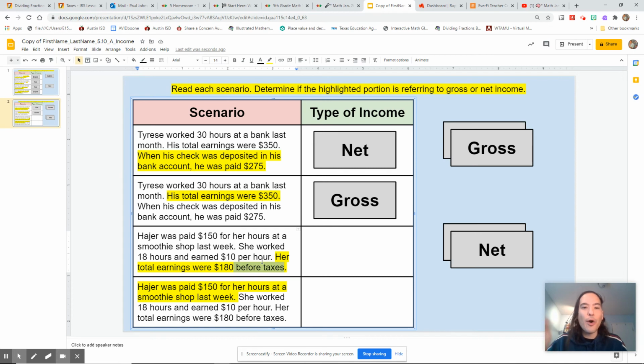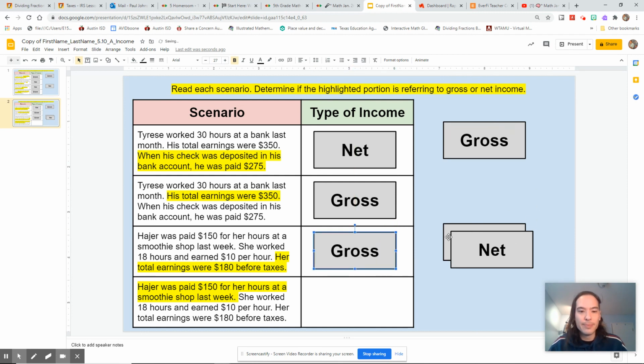I don't know why they don't say are taken out because that's what's happening. But I guess adults have said it for so long that they took some of the words out. So her total earnings were $180 before taxes. Before taxes means before taxes are removed. All right, so it's another big hint. But once again, net is less, gross is most. So if we're looking at the highlighted section, they put it at the end, but it's the bigger number, and it's the part before taxes are taken out, which is your gross income.